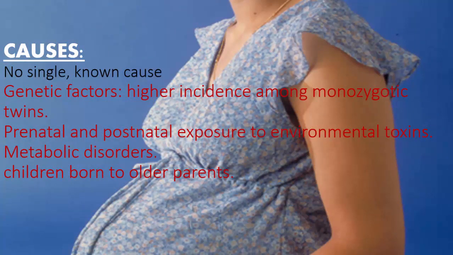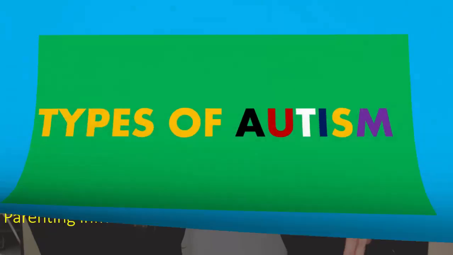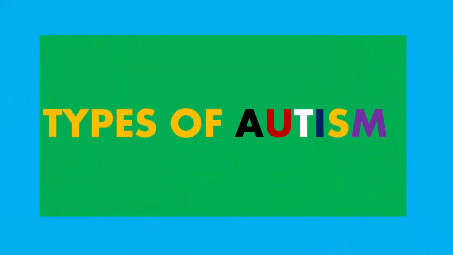Causes of autism. No single known cause. Genetic factors, higher incidence among monozygotic twins, prenatal and postnatal exposure to environmental toxins, metabolic disorders, children born to older parents, brain chemicals, brain infections and abnormalities in the brain structure, certain infections and use of alcohol during pregnancy, parenting influences and social environment.